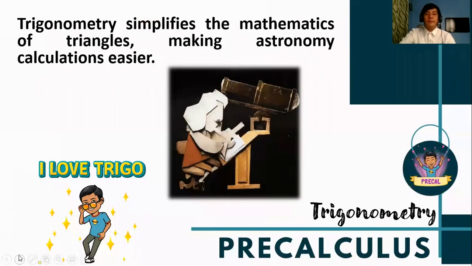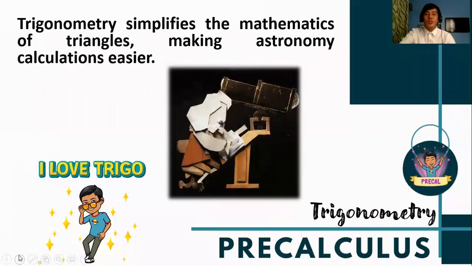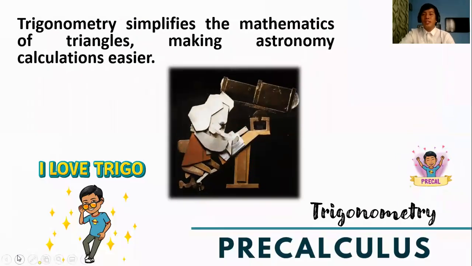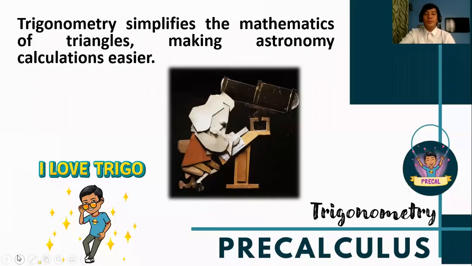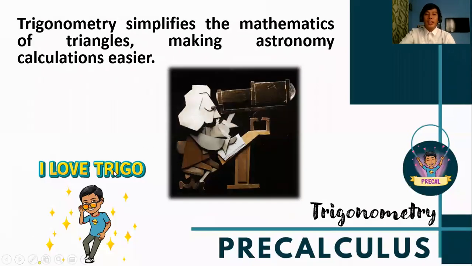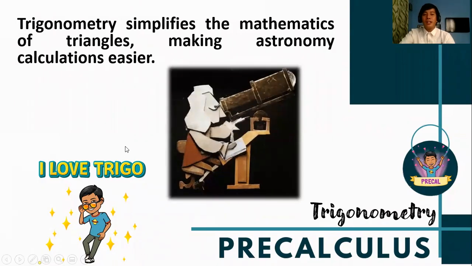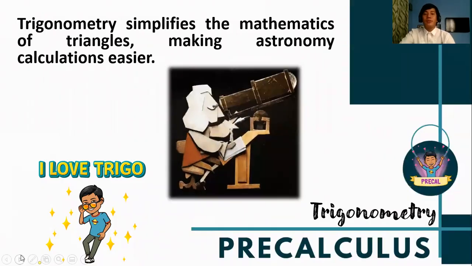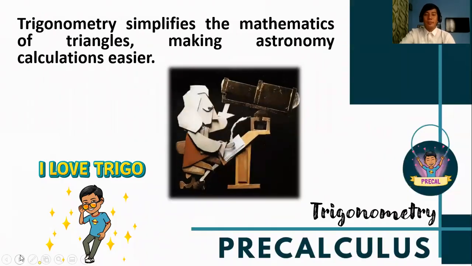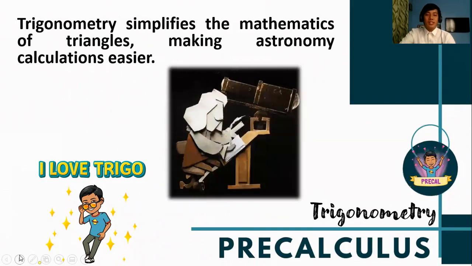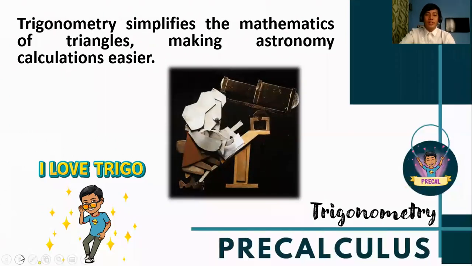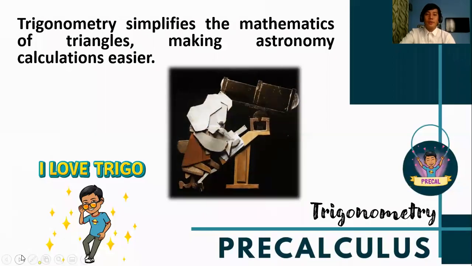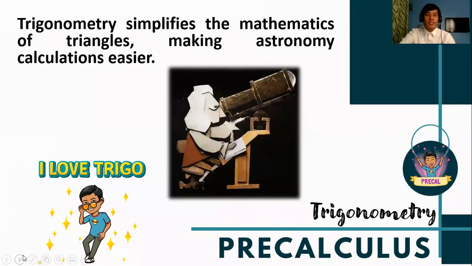So trigonometry simplifies the mathematics of triangles, making astronomy calculations easier. And because of the angles of elevation and angles of depression, astronomers were able to get the exact distances of the heavenly bodies, either inside the solar system or the exoplanets outside the solar system. So we can easily compute for their distances based on how they view it in a telescope. So that's how amazing trigonometry is.